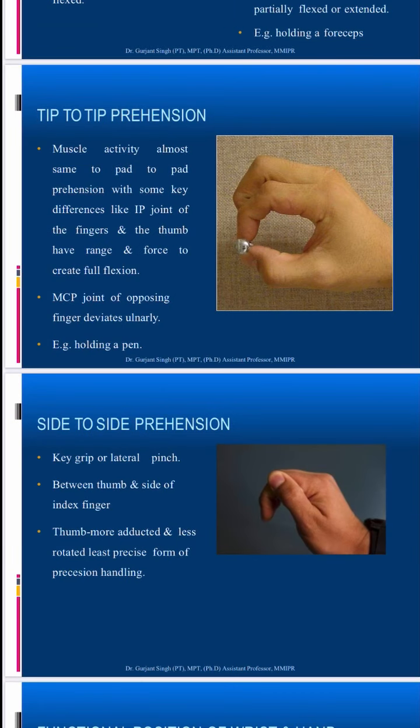If I am picking a pen from a surface, that is the tip to tip prehension. It is almost the same as the pad to pad prehension, but the interphalangeal joints of the fingers and thumb create more flexion in tip to tip prehension. And pad to side prehension is basically used for the pinching movement. Prehension is between the thumb and the side of the index finger. Basically, the thumb is more abducted and less rotated.